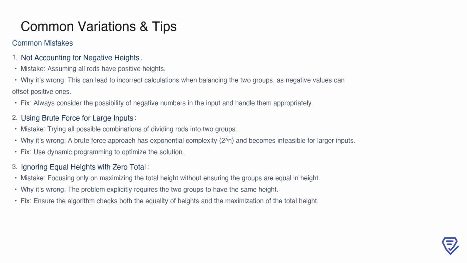Finally, some solutions ignore the requirement that the two groups must have equal heights. Maximizing the total height is important, but it's critical to also verify that the groups are perfectly balanced. A robust solution must check both conditions to avoid failure in satisfying the problem's requirements.